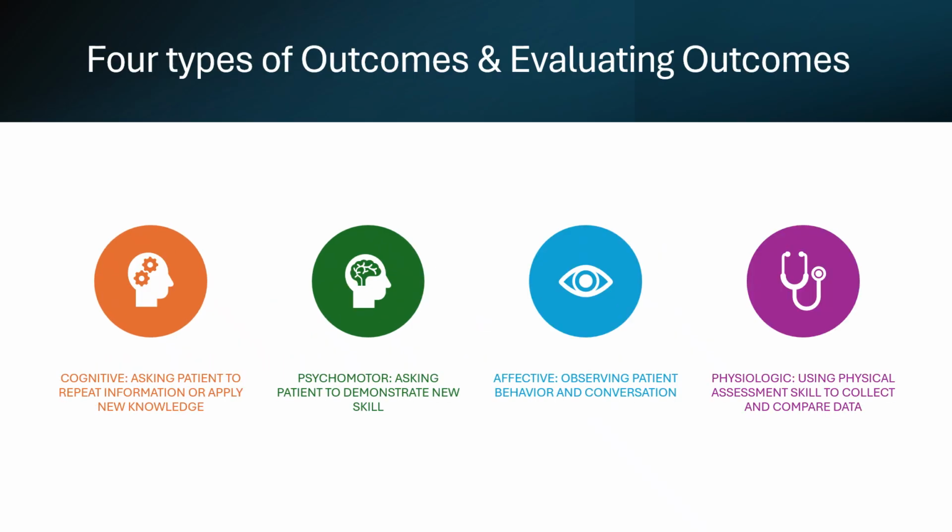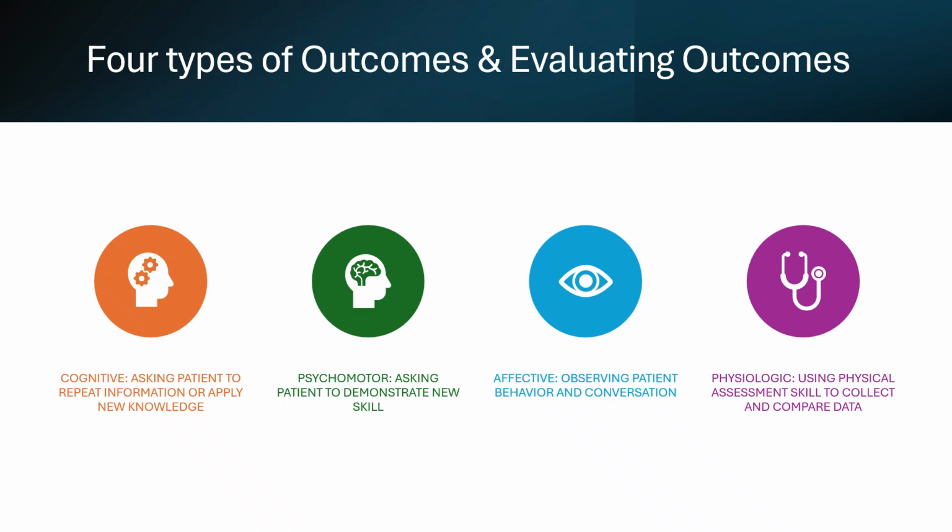When you're evaluating patient progress, you're looking at four distinct types of outcomes. Each reflects a different kind of change. The outcomes help us measure whether our care is truly making a difference. So we look at the cognitive outcomes. These reflect increased knowledge or intellectual understanding. To evaluate, we talked about cognitive outcomes before. This is asking the patient to repeat information or apply new knowledge.